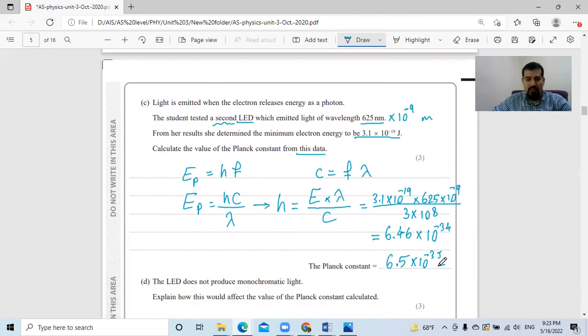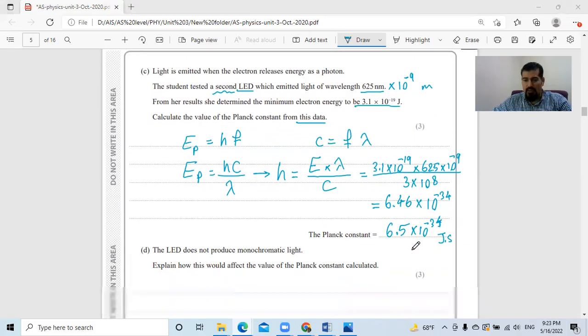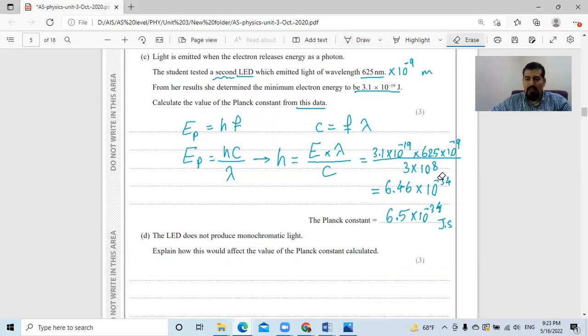And what's the unit here? It's joule per what? Joule per second. Joule dot second, sorry. Joule dot second, yes. Good. Is it clear? Okay.